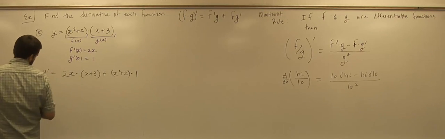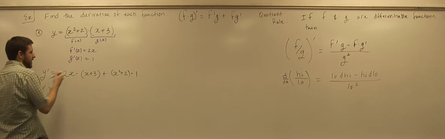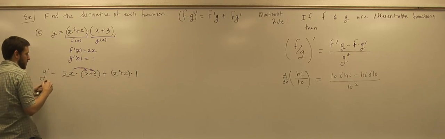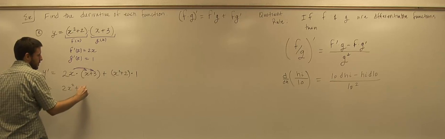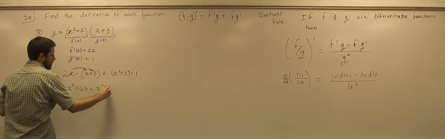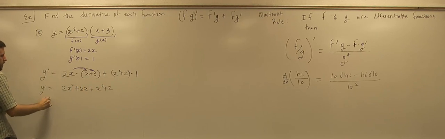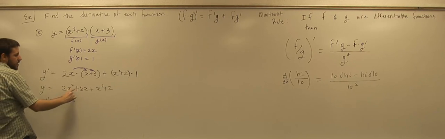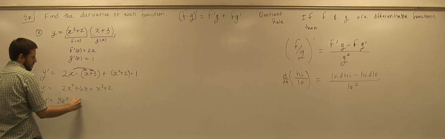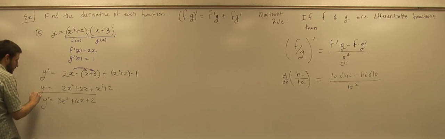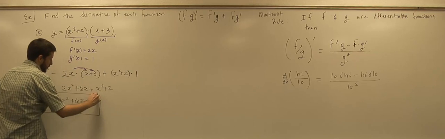So this one's not too bad. Let's go ahead and see what happens. If you multiply this out, 2x squared plus 6x plus x squared plus 2. Collect like terms, 2x squared plus 1x squared, 3x squared, plus 6x plus 2. So there's your derivative.